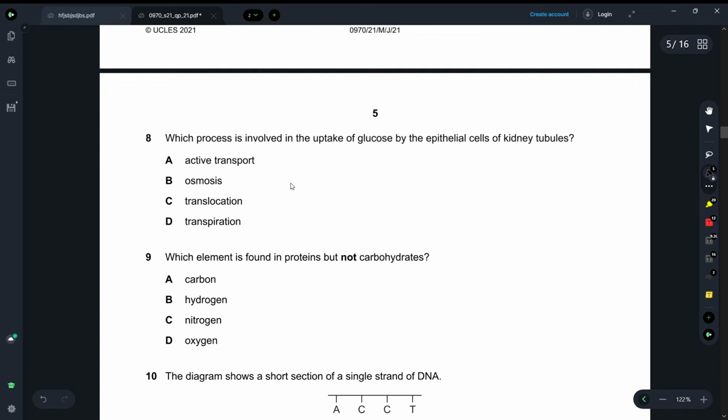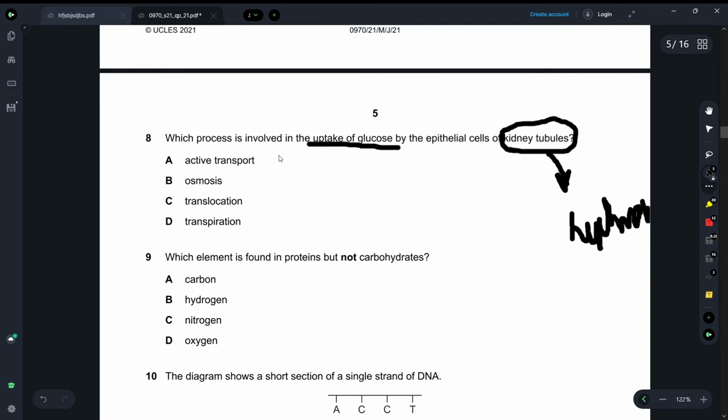Question 8. Which process is involved in the uptake of glucose by epithelial cells of kidney tubules? Kidney tubules, you must have learned this, are also called nephrons. So it says uptake of glucose. Glucose is a nutrient, and to get it into your kidney tubule, we must require active transport. Just remember this, okay?